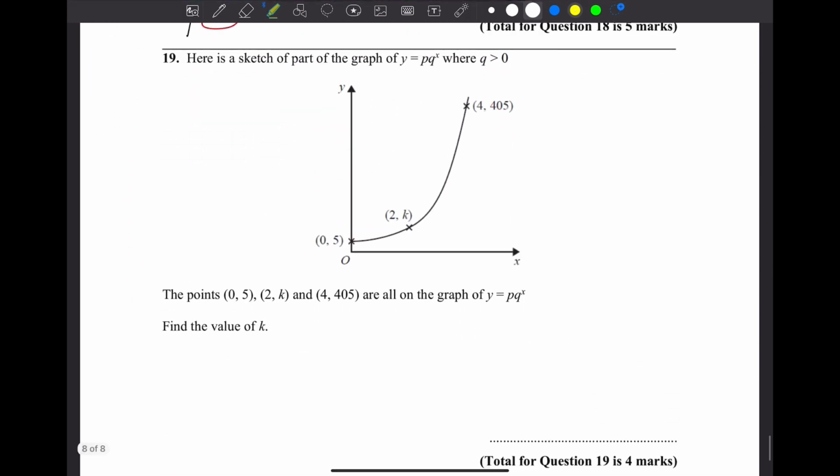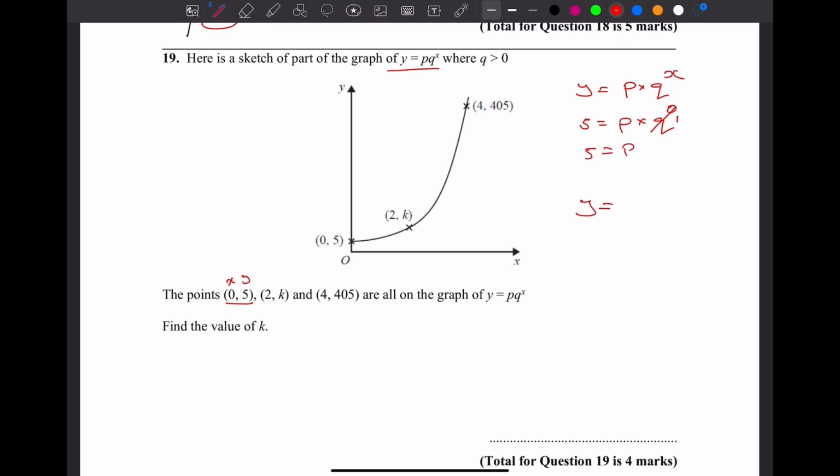Right. The last one. Find the value of k. Okay, so you know the equation: y equals p times q to the power x. Which point to substitute? The one with zeros is the best one. So x is 0 and y is 5: 5 equals p times q to the power 0. Any number to the power 0 is 1, so it doesn't go 0, remember, it goes 1. P times 1 is p. P is 5. There you go, found p.